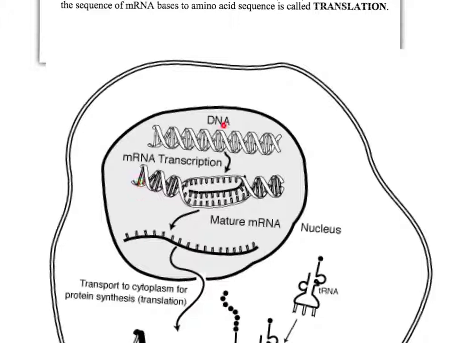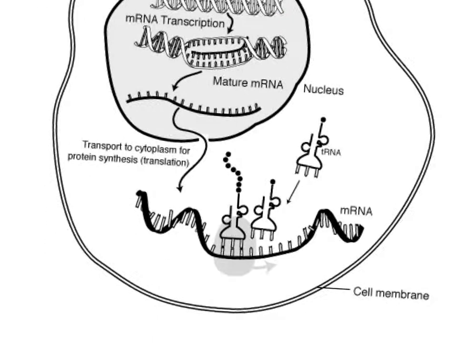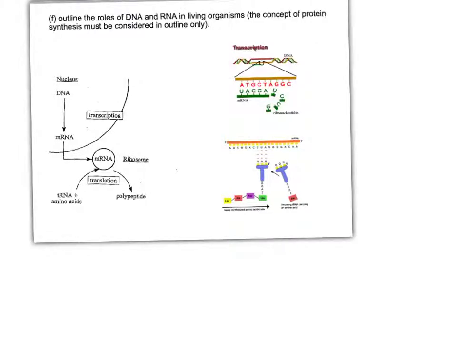So going back to that, we've got transcription, DNA to messenger RNA in the nucleus, and we've got translation, which is the reading of the messenger RNA molecule by transfer RNA molecules to result in a sequence of amino acids. This slide here tries to illustrate that again with other diagrams.